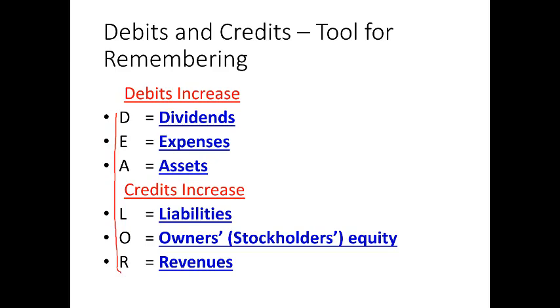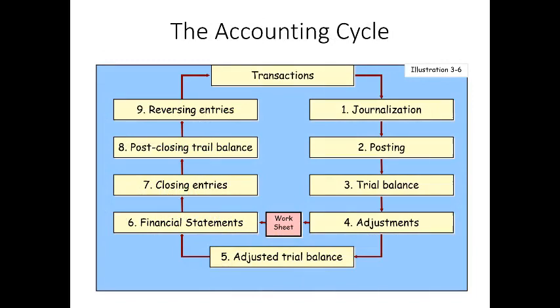Once we have debits and credits down, then we need to think about this accounting cycle. We have transactions that occur between our entity and an outside entity. We have to record those. We record them through journalization. So we do a journal entry, record it in the general journal. Those general journal entries are posted to a general ledger, which summarizes all of the accounts. You'd think of the general ledger as the T accounts, right? You're posting your journals to the T accounts.